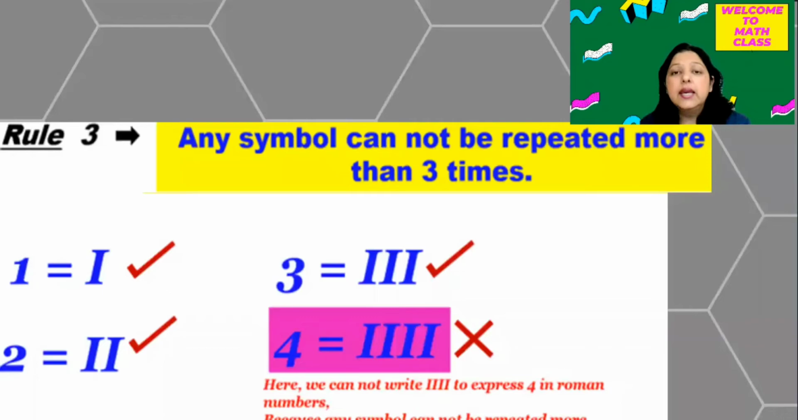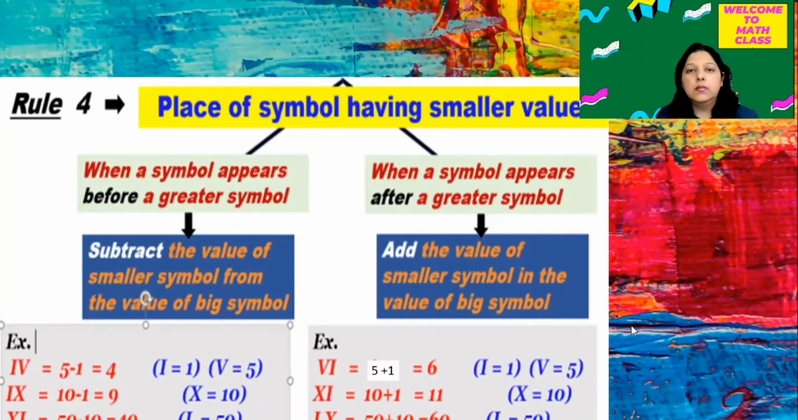Rule number 3. Any symbol cannot be repeated more than 3 times. So we cannot write 4 with 4 times I. This will be wrong. To write 4, we have to use some other symbol, and 4 is 5 minus 1. So you have to use this method to find the value of 4 in Roman numerals. You can see it here. This one is correct, this too is correct. III for 3 is correct, but IIII for 4 will be wrong, because according to the rule, we cannot repeat any symbol more than 3 times.